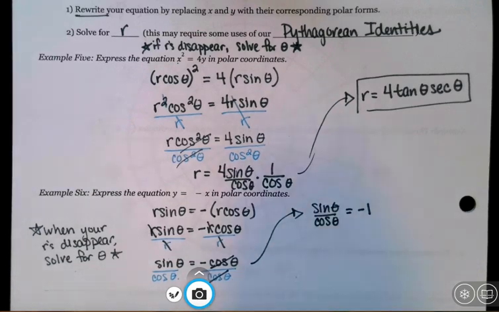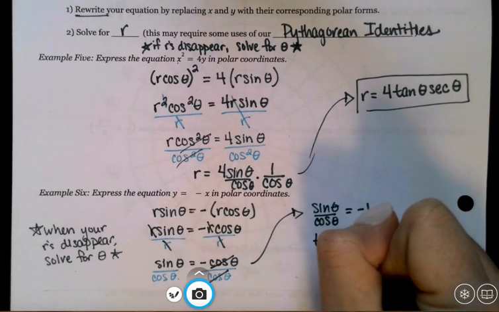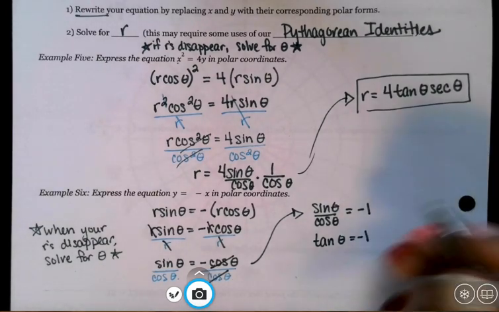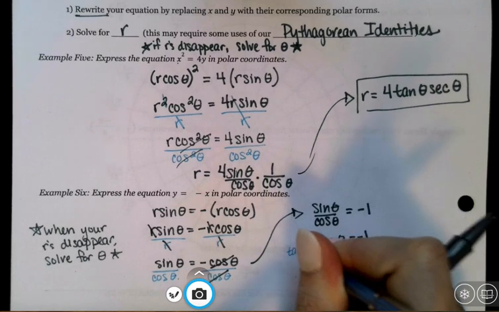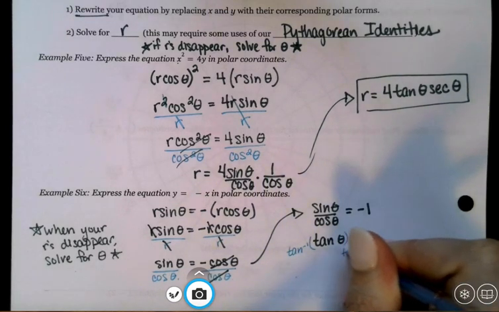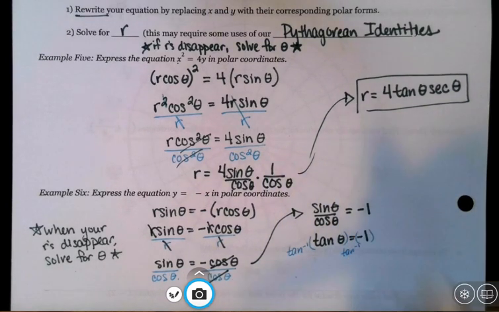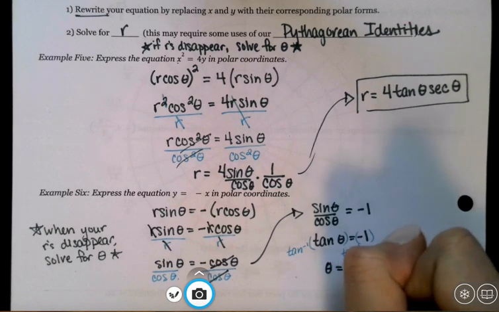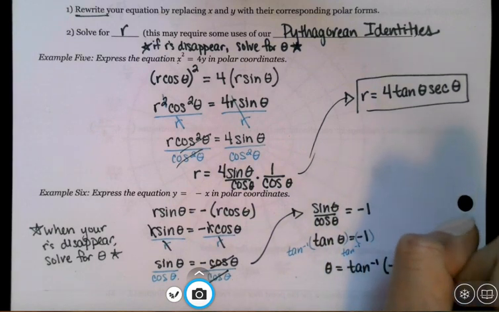Well, like I just said, sine over cosine is tangent. So I have tangent of theta equals -1. If I want to get theta by itself, I have to get rid of tangent. So I'm going to take the arctangent of both the left and the right. So arctangent and tangent will cancel. I get theta equals arctangent of -1.